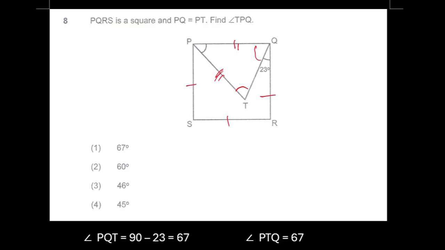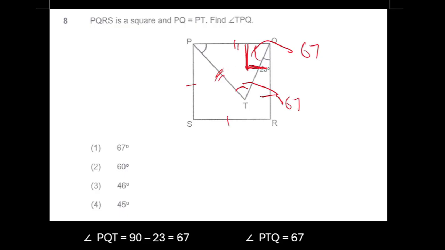And you know that PQRS is a square. It also tells you that this angle is 90 degrees. So if this angle is 90 degrees, and this angle is 23 degrees, then the angle here must be 67. So if this is 67 in an isosceles triangle, which means that this is also 67. So these two angles are 67.